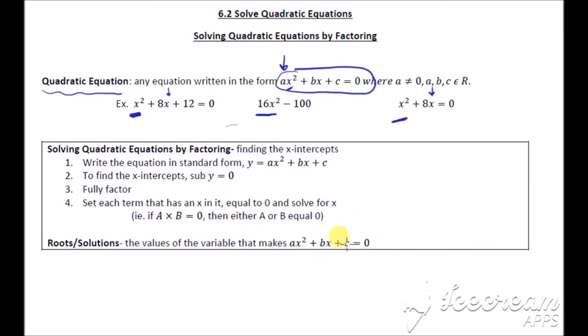Okay, so the whole point behind this is if we have 2 brackets, like x minus r, x minus s, then either this bracket has to equal 0 for this entire side to equal 0, or this bracket has to equal 0 for this entire side to equal 0. So we have to satisfy one of these equaling 0. And when you hear the word roots or solutions, these are just values of the variable that make this equation true.